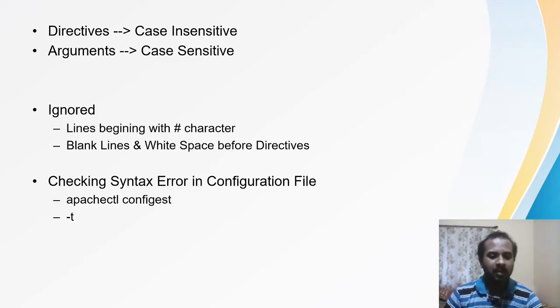Lines starting with hash characters are ignored, and the blank lines and white space before the directives are also ignored. Now you have to check the syntax error in the configuration file. So to check the configuration error, you can use apachectl configtest, or you can use the -t flag.